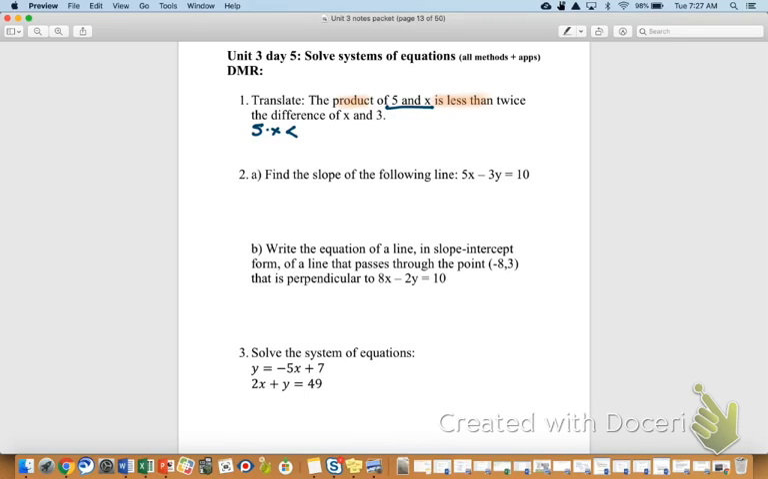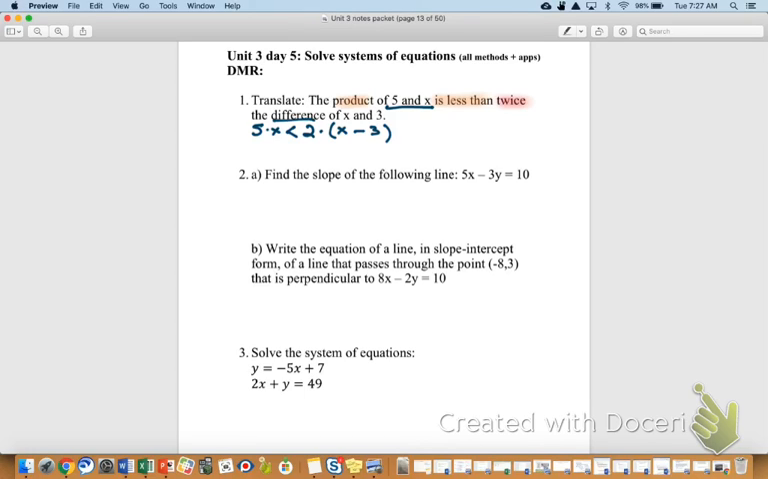And then this last piece is a little tricky. It says twice the difference of x and 3. So twice means 2 times. And then it says twice the difference. So it's not 2 times x, and it's not 2 times 3. It's 2 times the difference of x and 3. So I'm going to need to use parentheses. And then the word difference means subtraction. And so I'm going to subtract x minus 3.